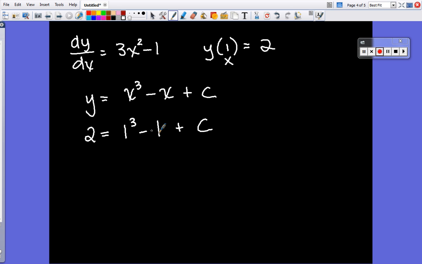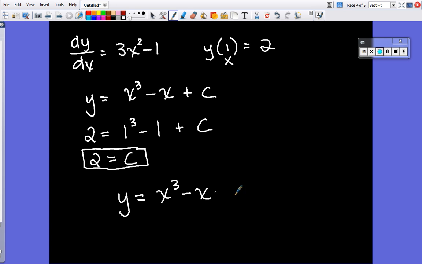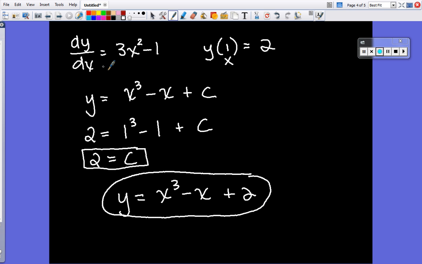One cubed minus 1. In this case, we get a c value of 2. So in order to write the particular solution, we need to write it with our c value, x cubed minus x plus 2. So this is now the particular solution to this differential equation with this initial condition. What does that mean? That means this is the derivative of this function going through this point. And this is our particular solution.